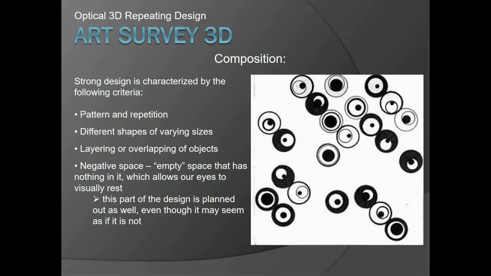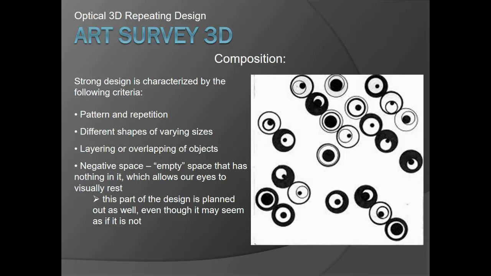As mentioned previously, composition is key to creating a strong and aesthetically pleasing piece of art. So we can do that by using these artistic conventions. We can create patterns and have them repeat over and over again to create a strong composition. We can use that convention of varying sizes. We can layer or overlap objects on top of each other to create a strong composition. And we can use negative space.